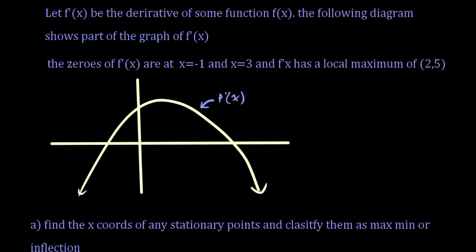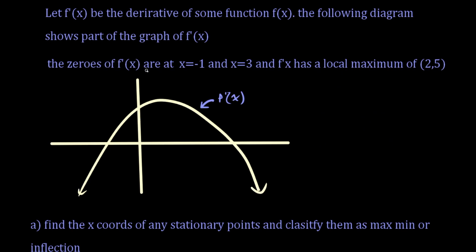Okay, and now for my least favorite question, because I got stuff wrong on this one. Let f prime of x be the derivative of some function f of x. The following diagram shows part of the graph of f prime of x. And it looks like an upside down parabola, which kind of indicates to us that the original function looked maybe something like this, a cubic function, but inverted because it's an upside down one, so it's negative as well.